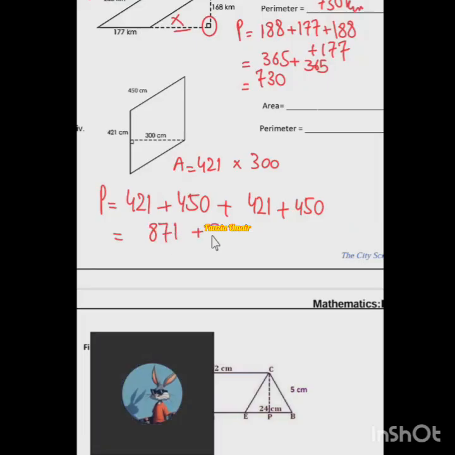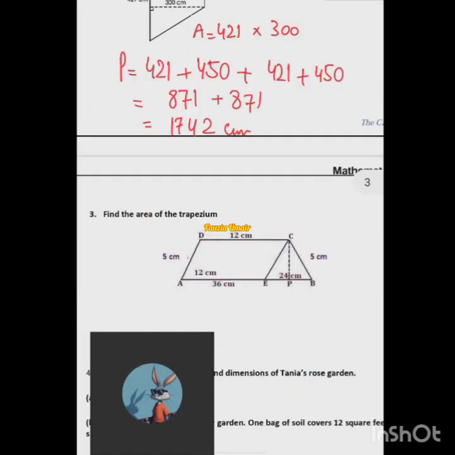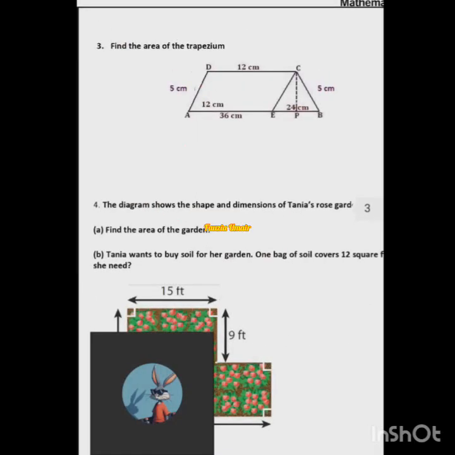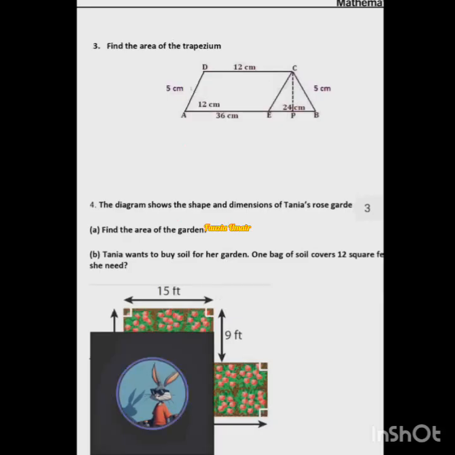Plus 871. So the answer would be 1742. That's right. Very good. And the unit would be centimeter. Right? So any confusion? Because if you know the formulas, you can easily solve these questions, right? So now in this question, they are saying find the area of the trapezium.